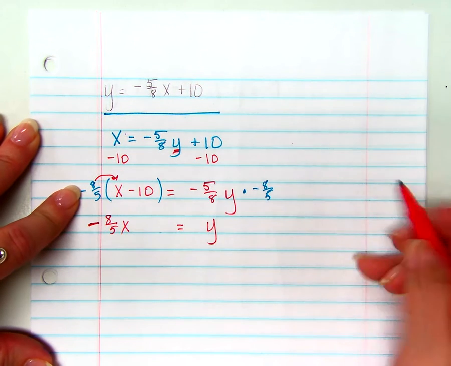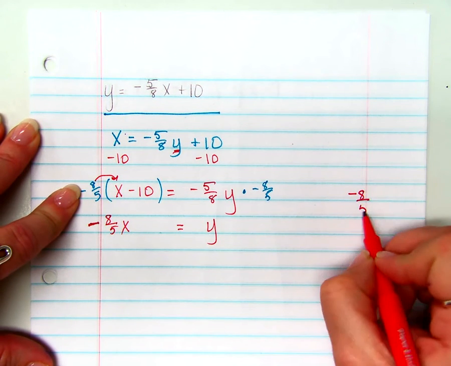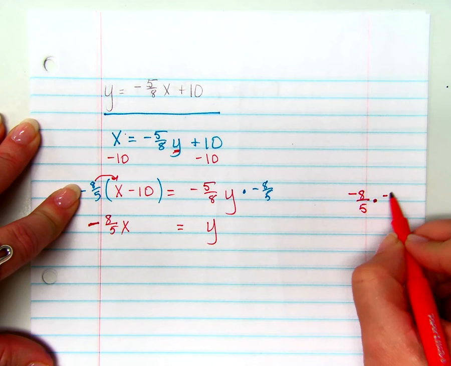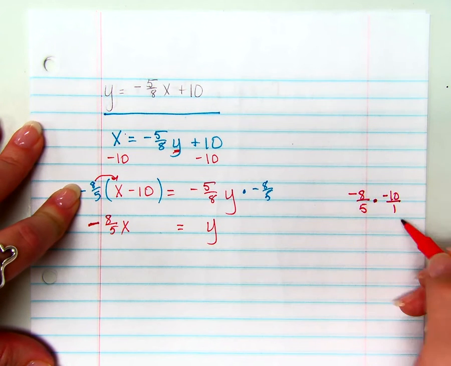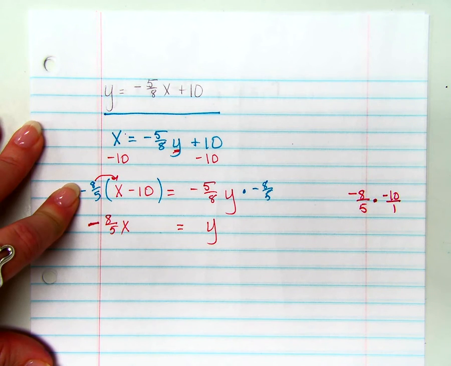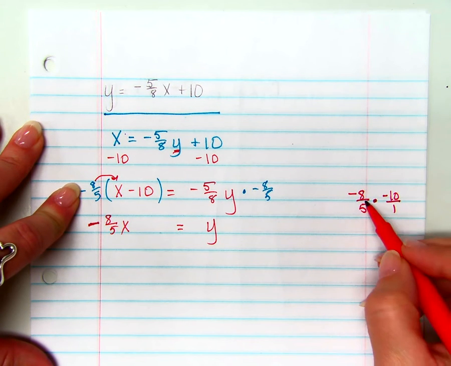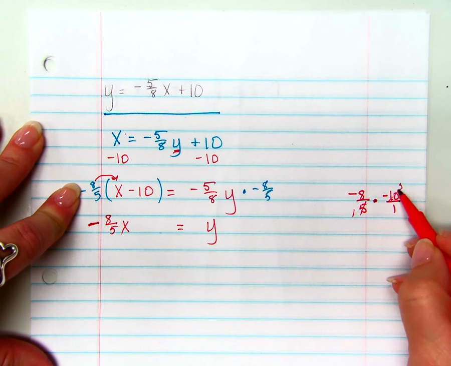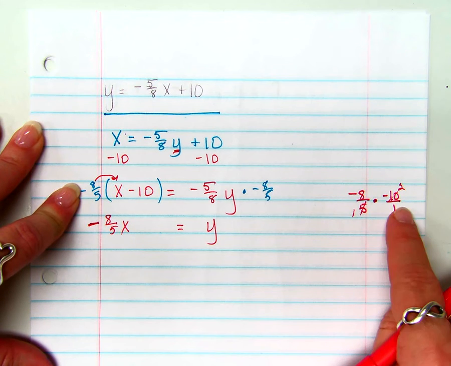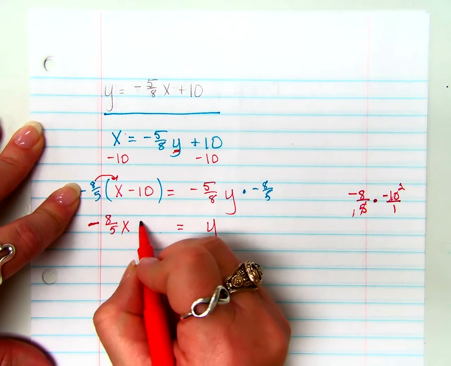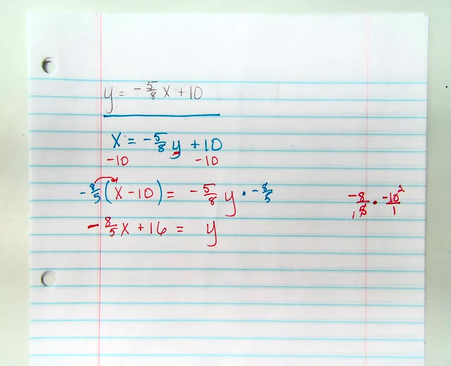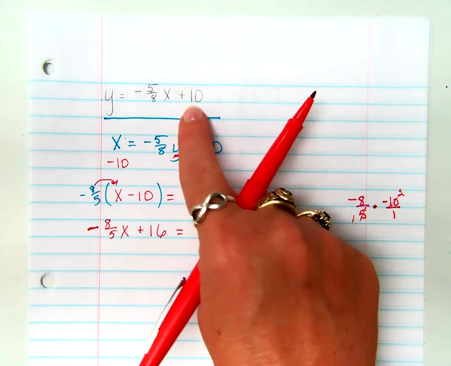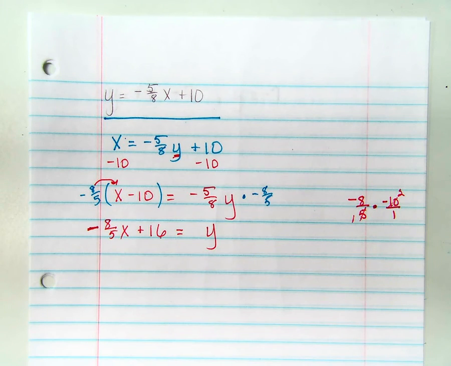Negative 8/5 times negative 10, which is negative 10/1, would be... I could either multiply it straight across and then divide to see if there are any common factors, or I can simplify as I go, where that would be a 1 and that would be a 2, and all I have left is negative 8 times negative 2, which is 16. Now that y is solved for, that is my answer. That's the inverse of my original equation.